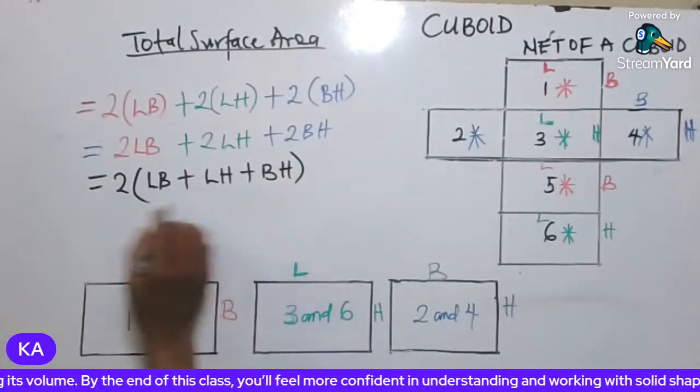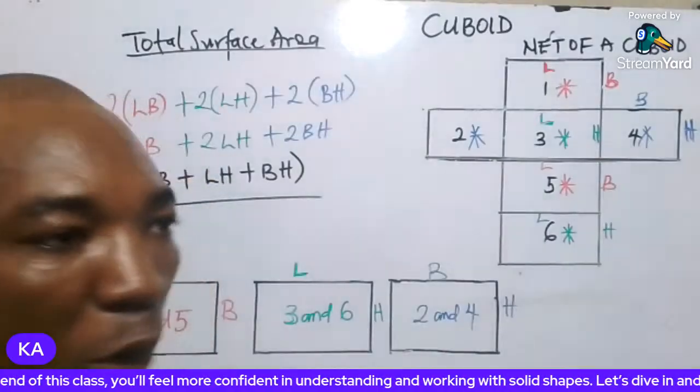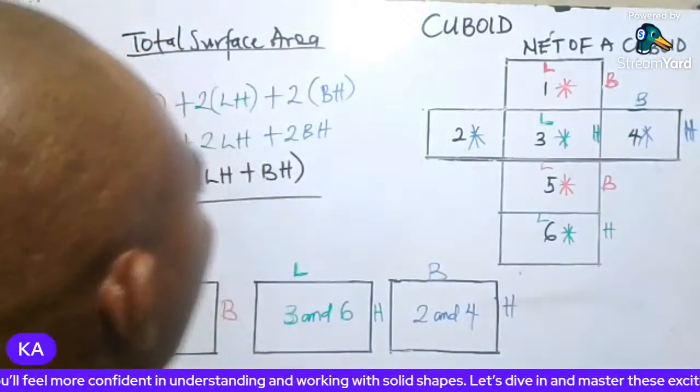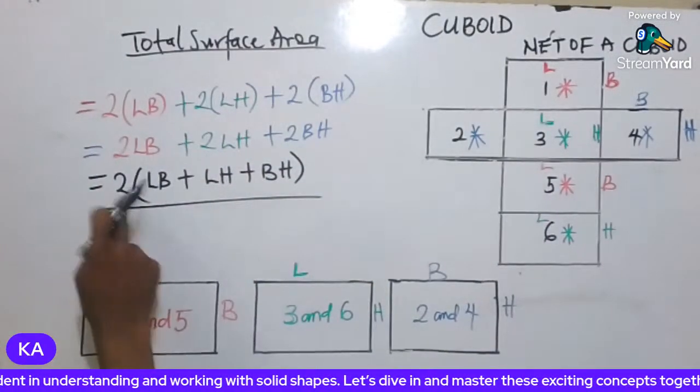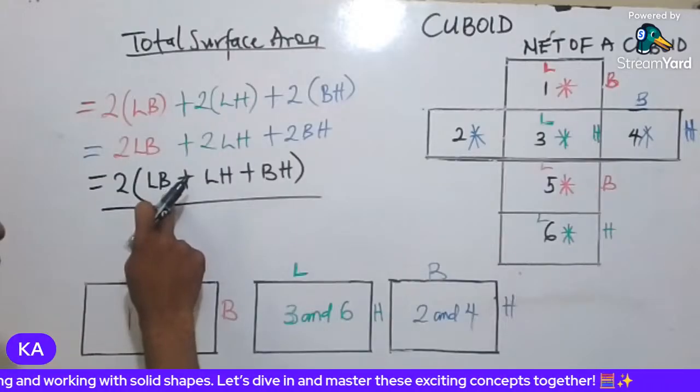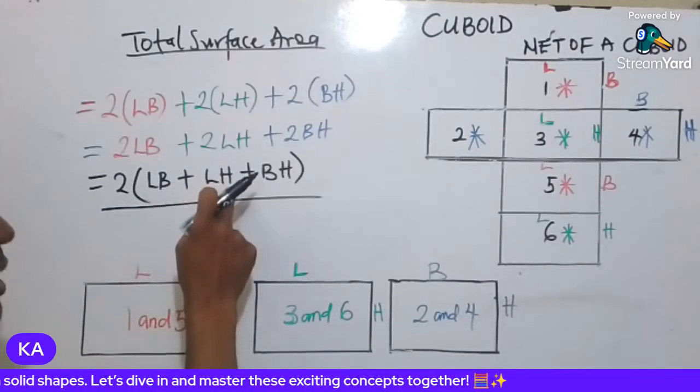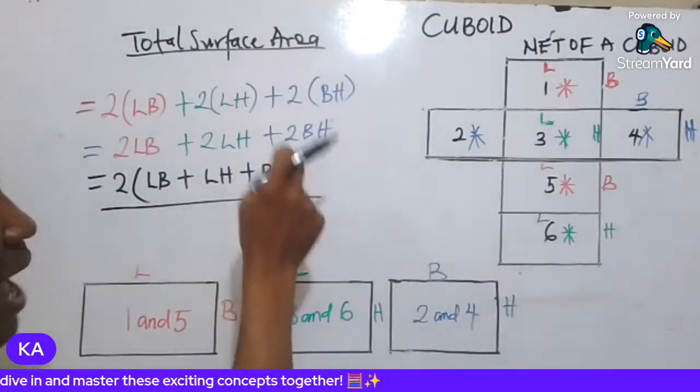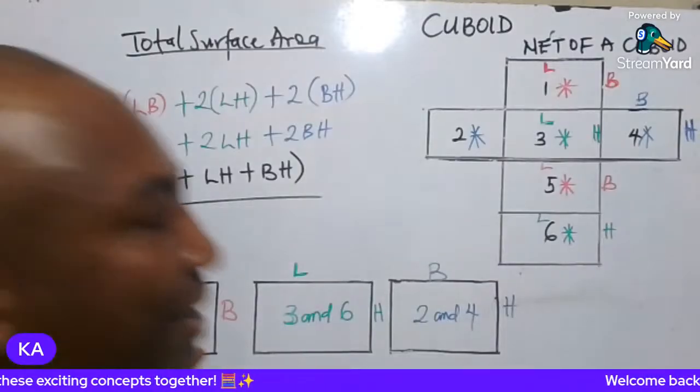Times height. This is the total surface area of a what? Of a cuboid. The total surface area of a cuboid is 2 into length times breadth plus length times height plus breadth times height. It's as simple as that.